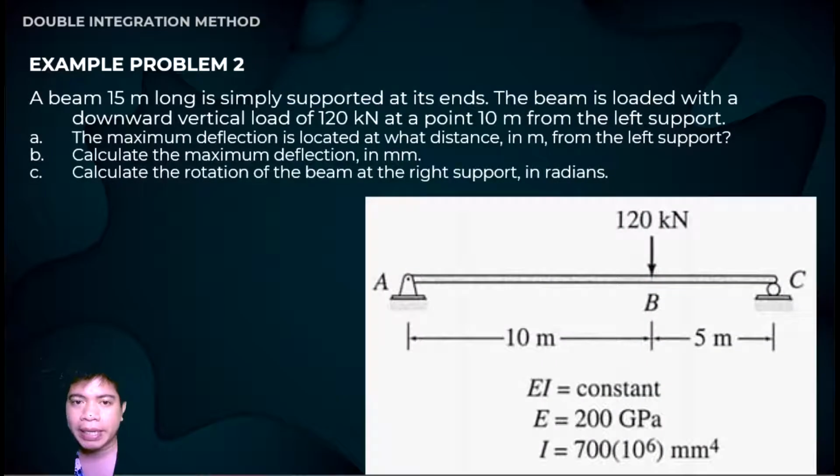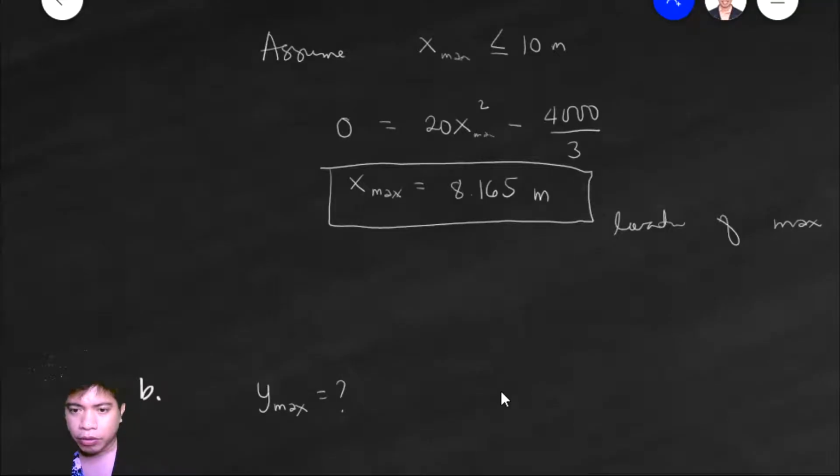Okay, so now, balikan natin guys yung ating problem. Okay? So, yung ating problem number 2, calculate the maximum deflection in millimeters. So, madali na lang to, di ba? Kasi nakuha na natin guys yung location, so madali na lang makuha yung maximum deflection. So, ang ating hinahanap dito is yung maximum deflection. So, nakuha na natin yung location ng ating maximum deflection, that is 8.165 meters. So, since deflection yung ating hinahanap, then deflection equation yung ating gagamitin.